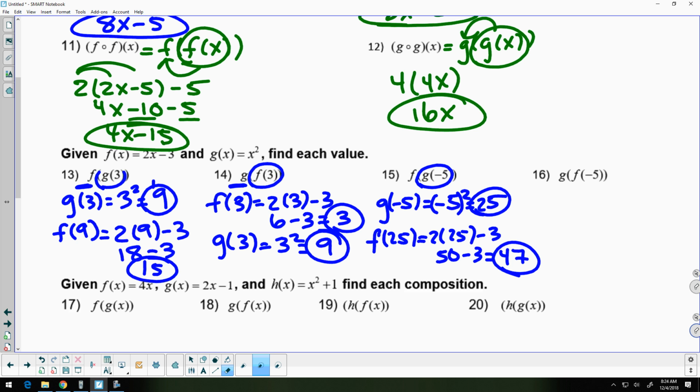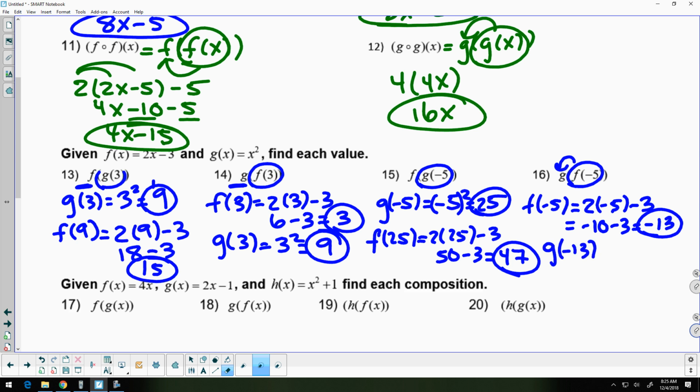Okay, and now switching it up, just doing the opposite: find f of negative 5 first, and then take that and plug it into g. So f of negative 5 is going to be 2 times negative 5 minus 3. That's negative 10 minus 3, which is negative 13. Now take that and plug it into g of x. So we're doing g of negative 13, which is negative 13 squared, which comes out to positive 169. So again, the second one is truly your final solution. The first circled answer just gets us to what we have to do next.